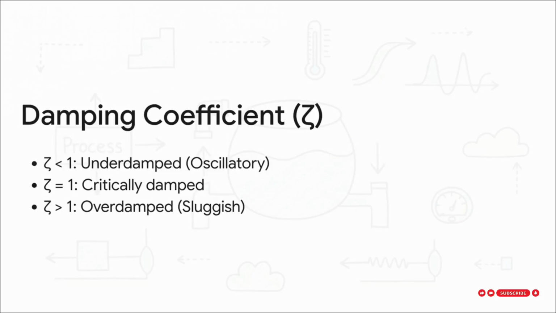The best way to think of it is like a car's suspension. If zeta is less than 1, it's considered underdamped. It's like a bouncy lowrider. It's going to overshoot the target and oscillate back and forth before finally settling down.